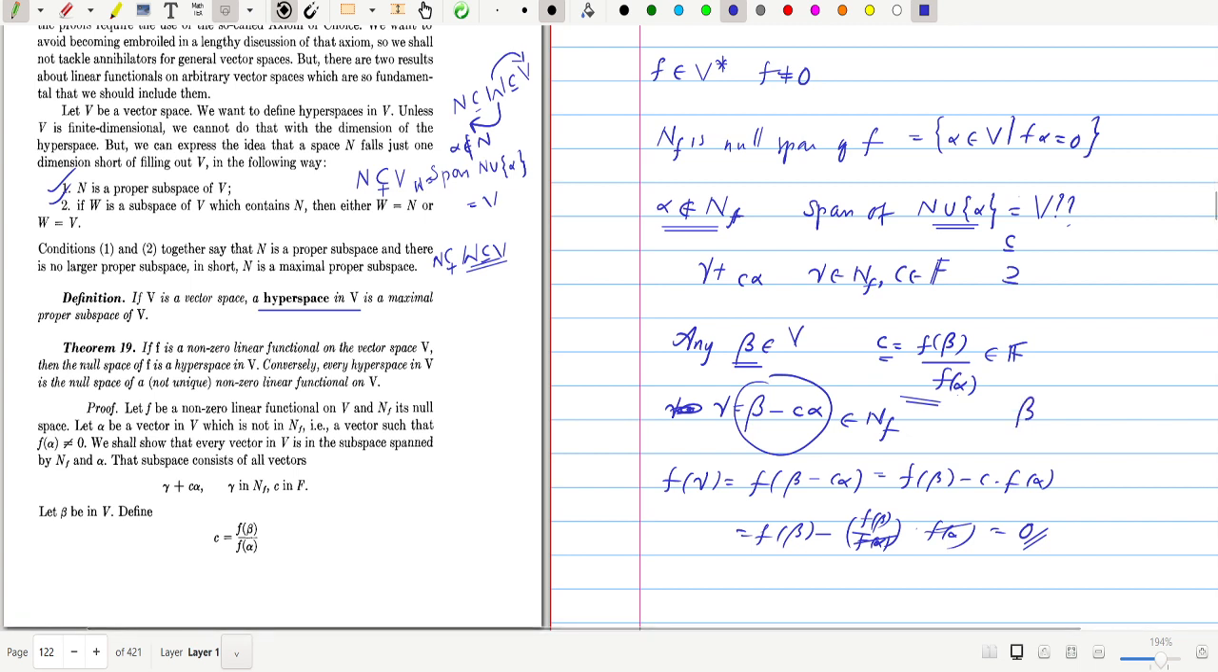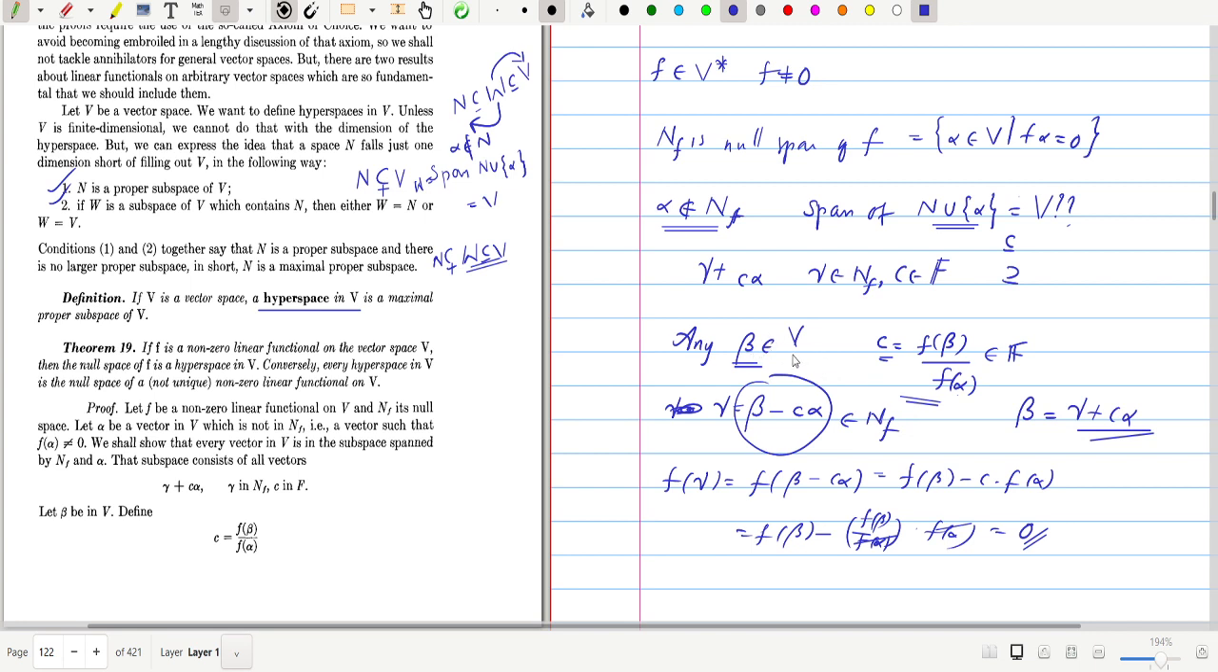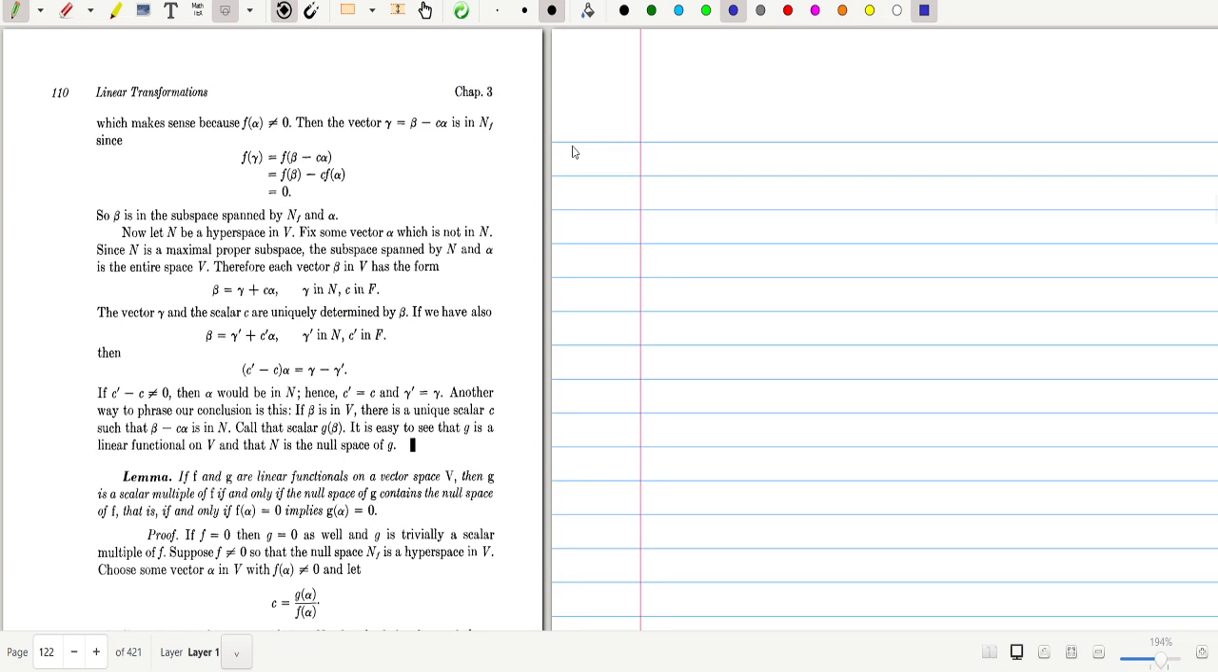Then what is beta? Any beta can be written as gamma plus C alpha. So this shows that beta belongs to V implies beta belongs to the subspace spanned by N union the singleton set alpha. So that shows that N is a hyperspace.